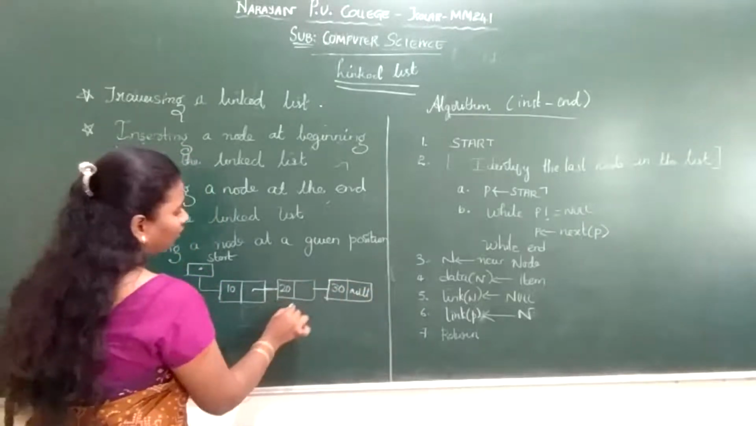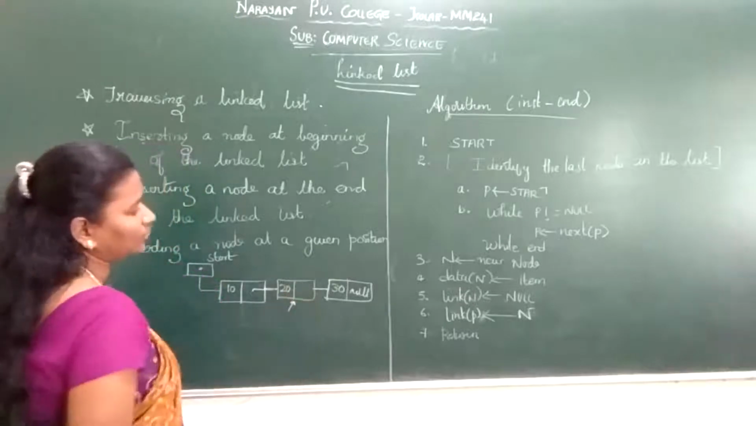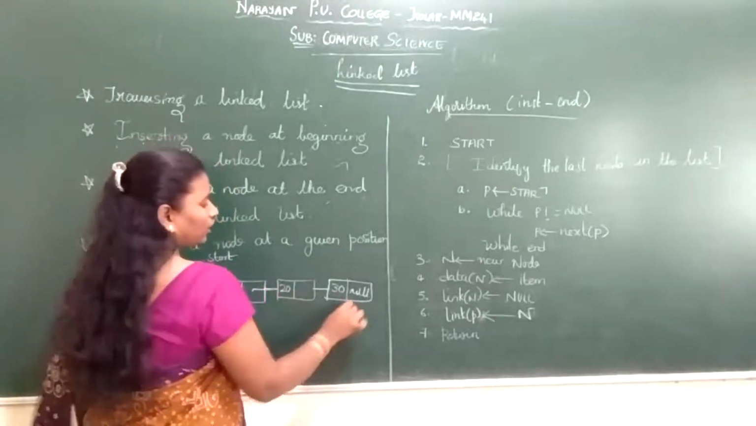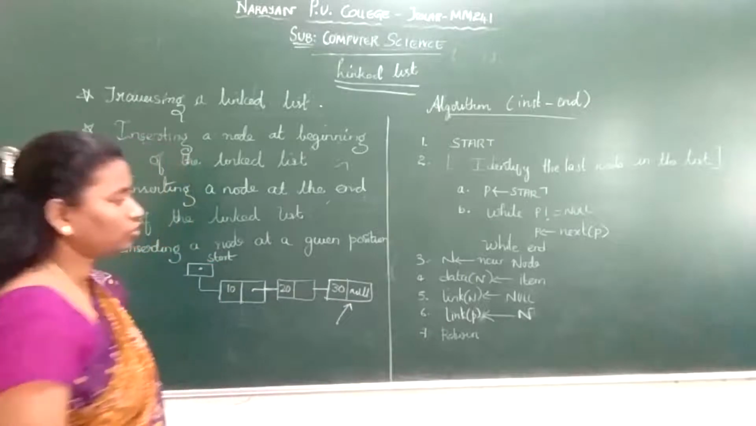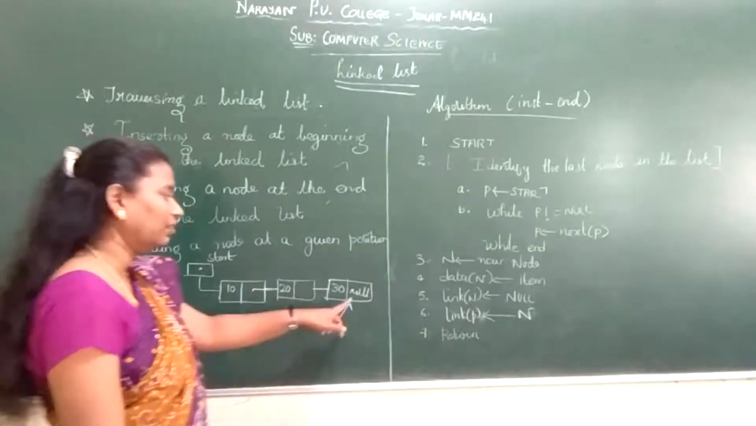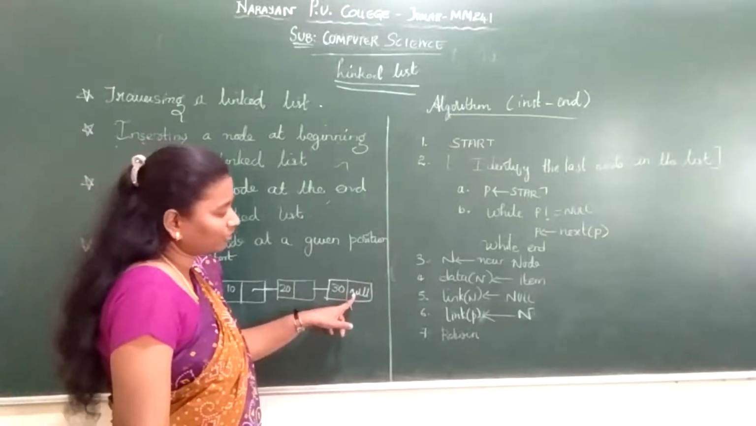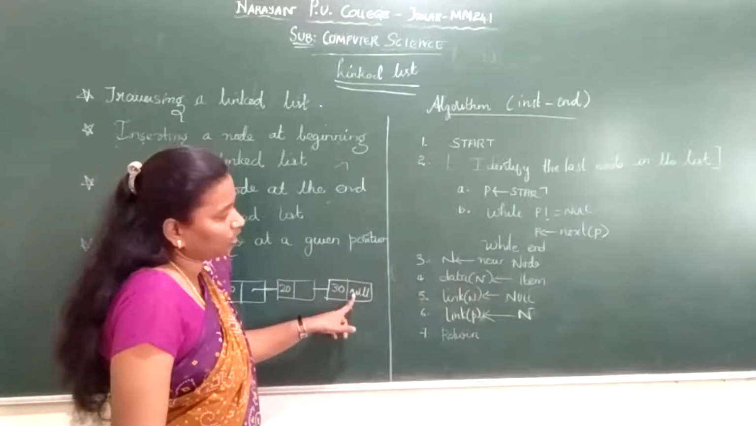So I'll be traveling here. Whether this node's link field is null? No. Okay, when I reach here, 30, the link field of this node is null. That means when I reach the link field equal to null, I have reached the end of the linked list. Okay, the end of the linked list.